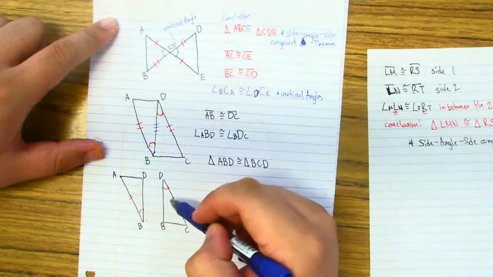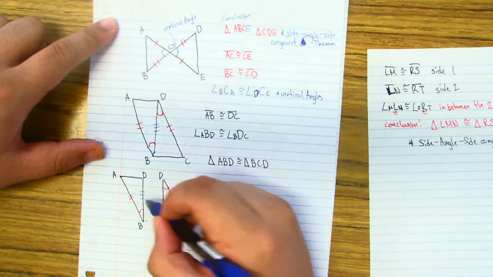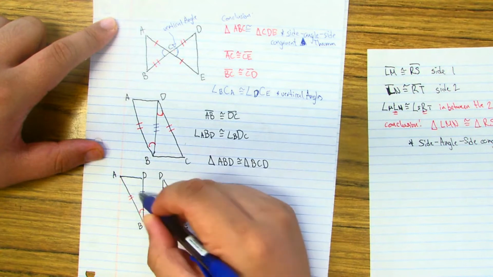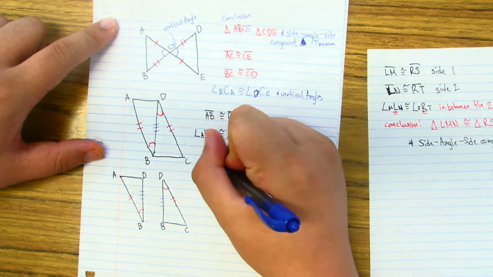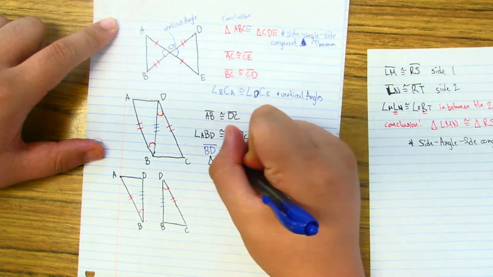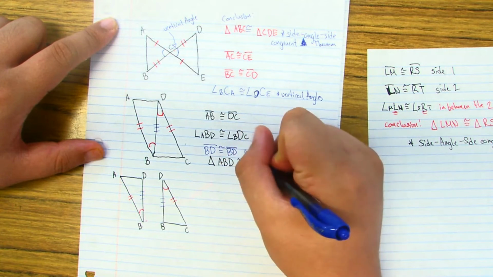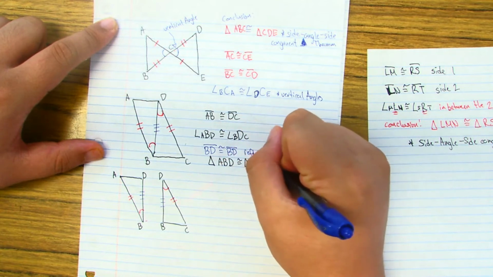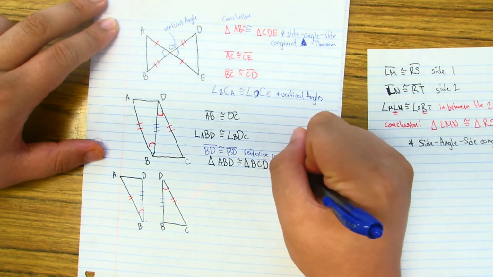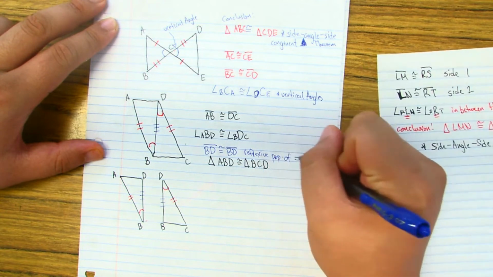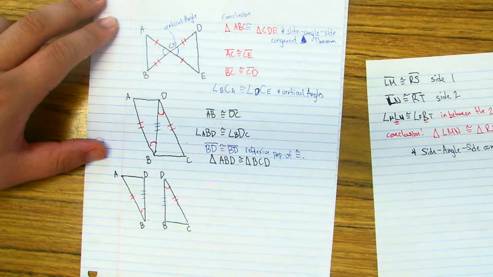Both triangles share the same side, right? So you can say that BD is congruent to BD here. We can write that out. Segment BD is congruent to segment BD. Why? Using the reflexive property of congruency. Okay, that's pretty much it.